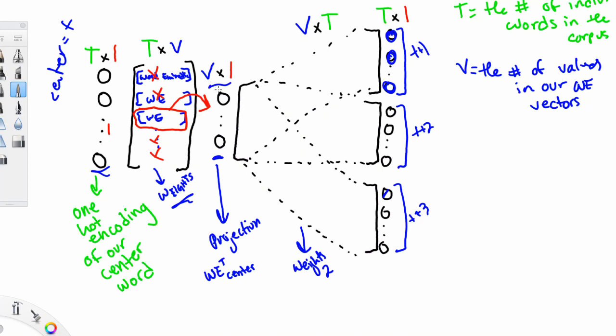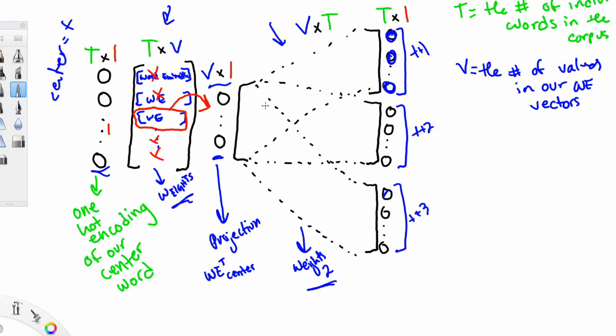Now we know what we want our output to be: a probability distribution of all our context words occurring. But where do these context word values come from? They come from our second set of weights here, and these are our word embeddings for our context words. Not to confuse things, but yes, each word does have two word embedding representations. One for when it is the center word, that's here, and one for when it is the context word, and that's here.